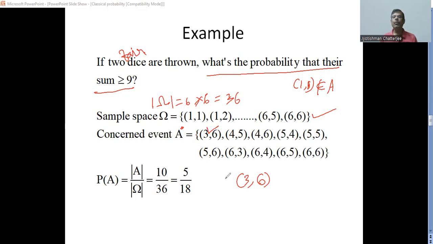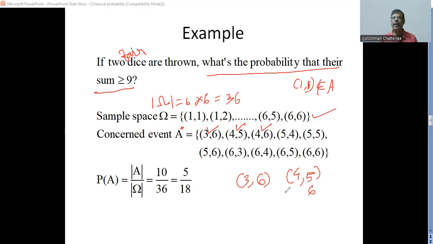Next, we move on to 4. If the first element is 4, let's examine which can be the second element. When the first element is 4, the second element cannot be 1, 2, 3, or 4. In that case, summation will be less than 9. So it can be either 5 or it can be 6. That's why we have got 4, 5 and 4, 6.